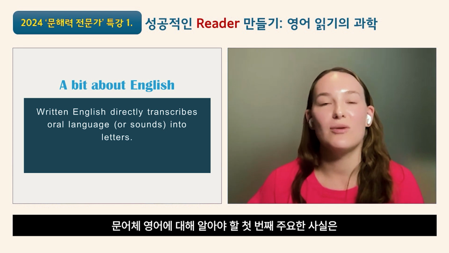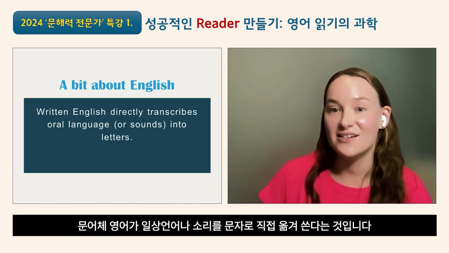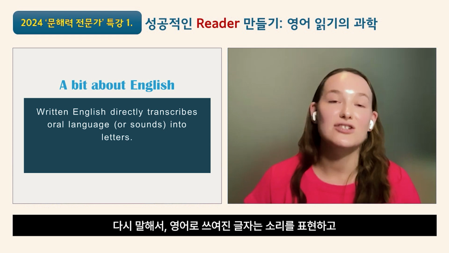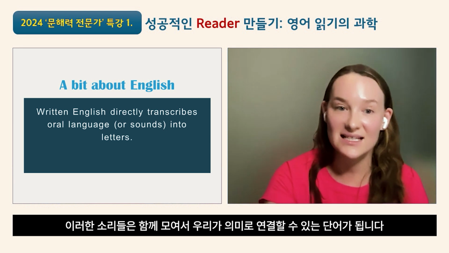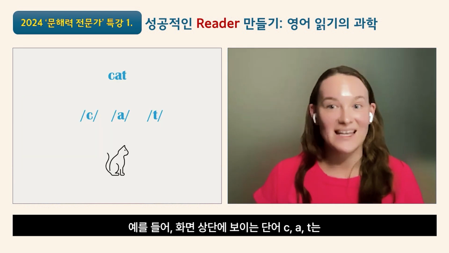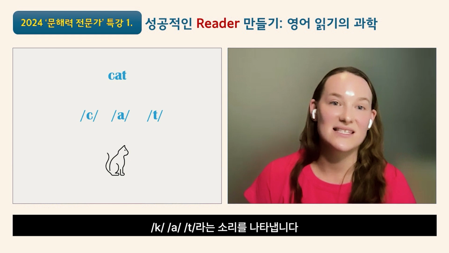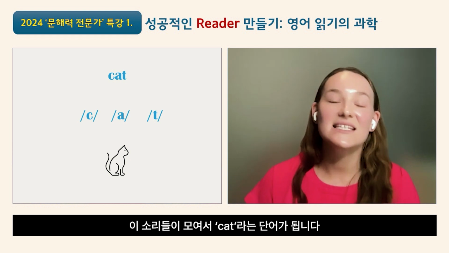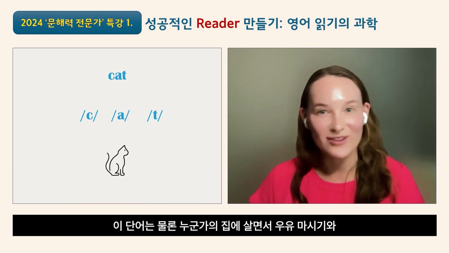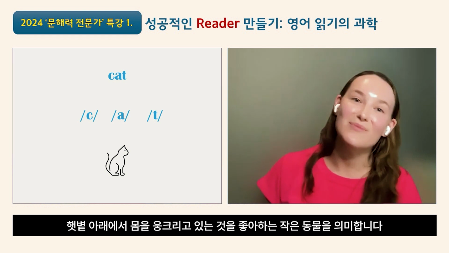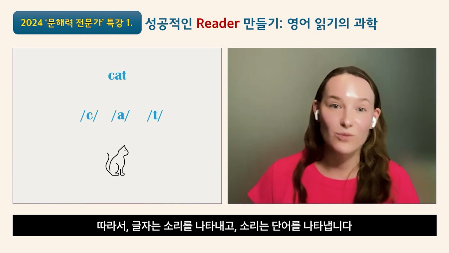The first key fact to know about written English is that it directly transcribes oral language or sounds into letters. In other words, written English represents sounds, which then come together to become words that we can then connect to meanings. For example, in the word you see at the top of the screen, the letters C-A-T represent the sounds cat. Together, these sounds blend into the word cat, which of course means that furry little animal that might live in somebody's house that likes to drink milk and curl up in the sun. Thus, letters represent sounds, which represent words.